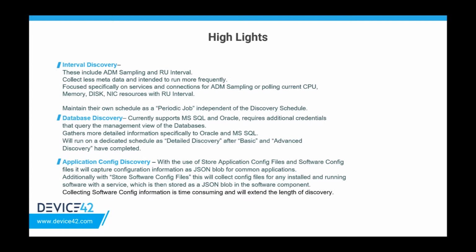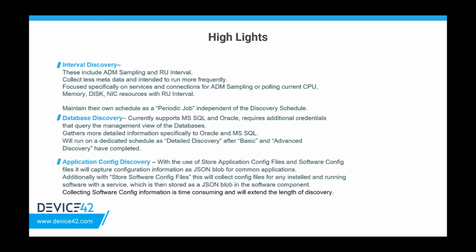Then we have the application config discovery. So this is in addition to selecting the store application config files and software config files, which is going to be pulling the different INI and XML files for common applications that we identify. Now, that can extend the length of discovery extraordinarily and the size of data that is captured, depending on the size of those application files, which in some cases may be multiple megabytes in size. We will have to walk that and cat that file and bring that back to Device42, which generally we will see a much greater increase in the discovery time.